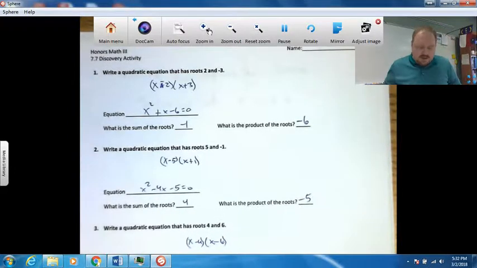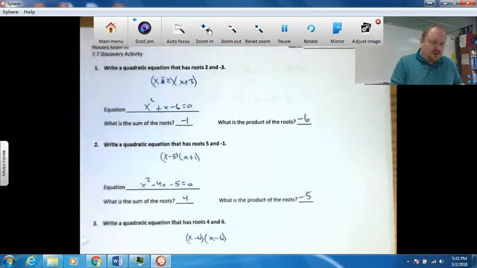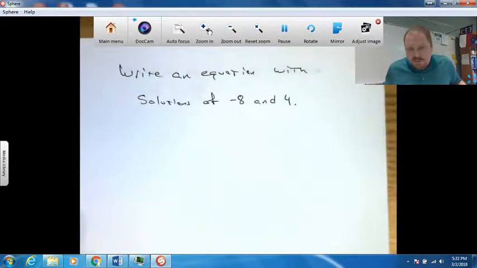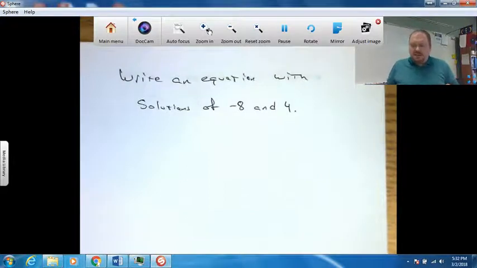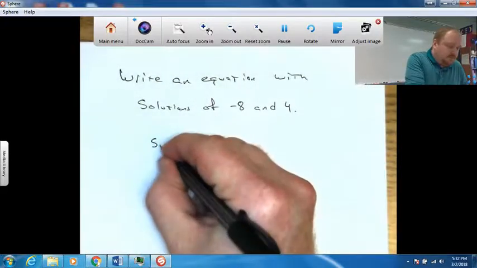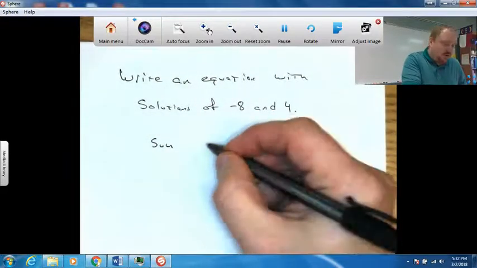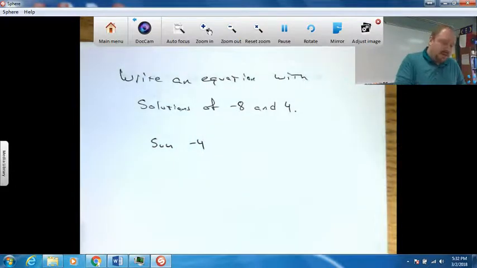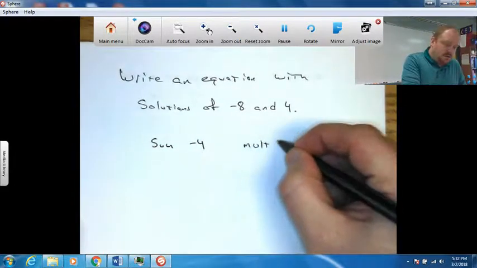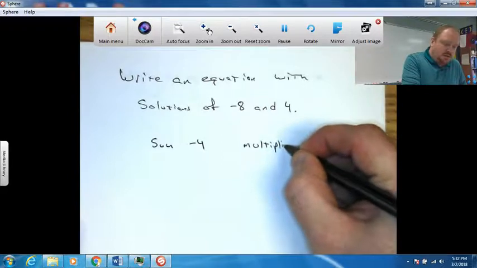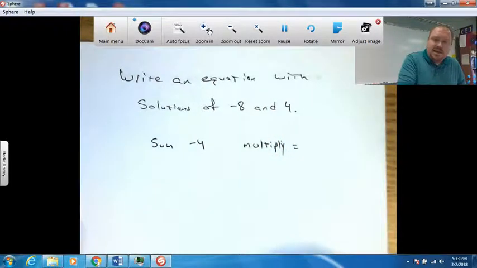Now, that's all great and good, okay? But how is that necessarily going to help me here? So let's just take this scenario here. I have negative 8 and positive 4. So I want an equation in standard form without having to write the factors and multiply them out. So first thing I'm going to do is add them together. So their sum is negative 4. I'm going to multiply them together, and I get negative 32.